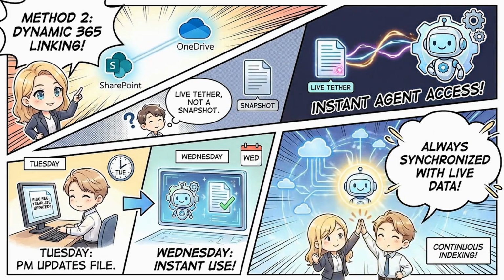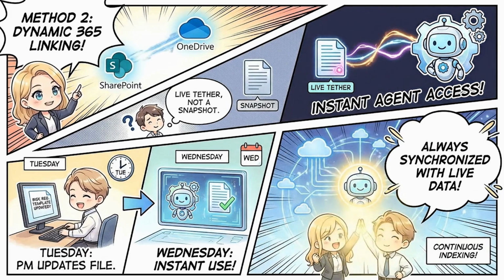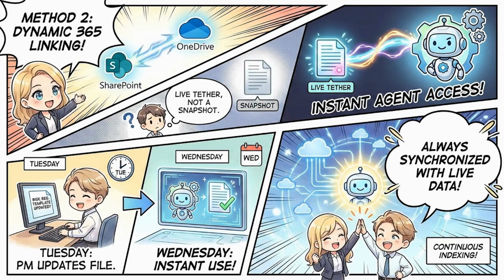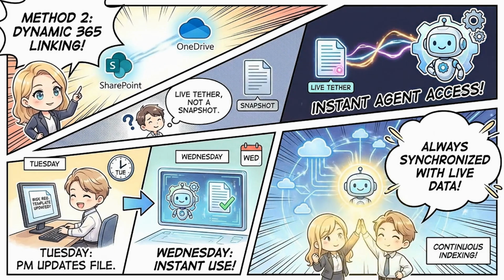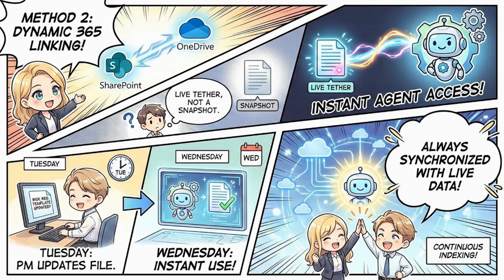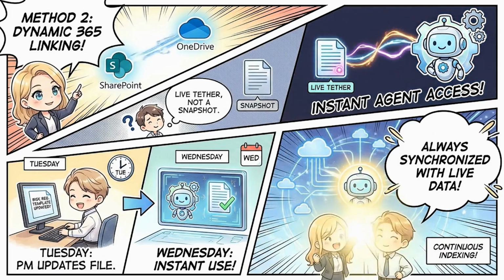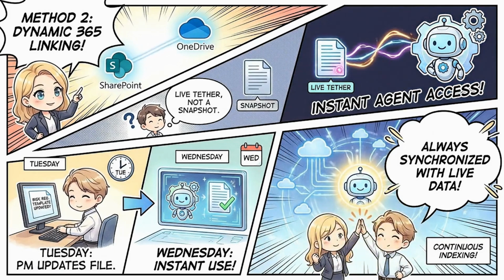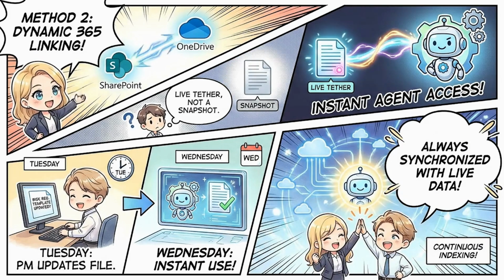The second, much more powerful method is linking dynamic Microsoft 365 locations, specifically SharePoint sites and OneDrive folders. When you attach a SharePoint site to an agent, you aren't just taking a snapshot of the files, you are creating a live, dynamic tether. If a project manager updates the master risk register template on the PMO SharePoint site on a Tuesday, the agent will instantly use that new version when answering questions on a Wednesday. The agent continuously indexes the site, ensuring its knowledge foundation is always perfectly synchronized with the organization's live data.